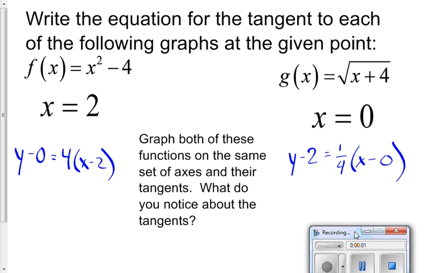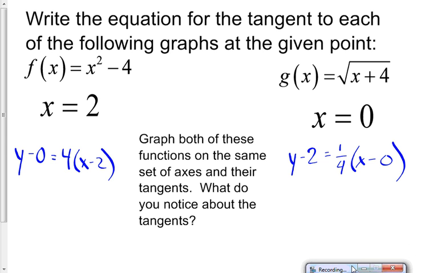The purpose of today is we're going to look at a special derivative relationship between functions that are inverses. And there's the big answer to the question I asked you a moment ago. I asked you to graph f of x, graph g of x, and graph the appropriate tangents as asked for. I said x equals 2 on f, and x equals 0 on g.